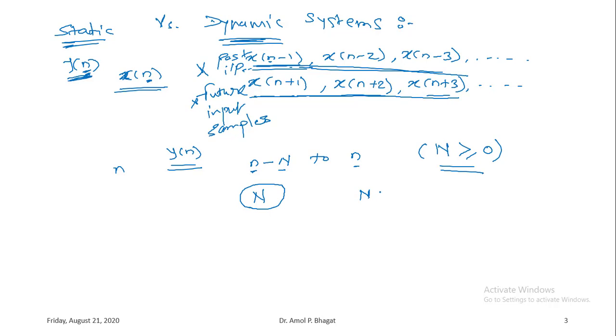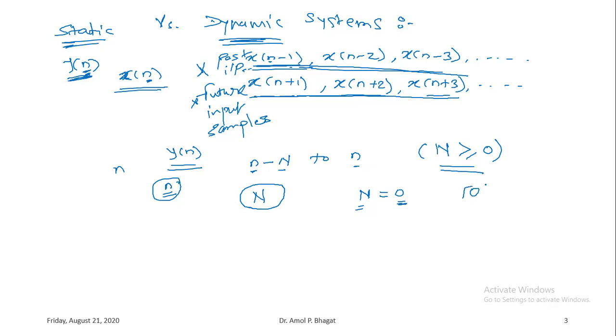Just for example, as this condition specifies, capital N is greater than or equal to 0, and if I take capital N equal to 0, then this duration will be simply small n. Okay, so it will be small n minus 0 to small n. That means the output depends on the current input sample applied at the instant small n only, and the value of capital N is equal to 0. Therefore the system has memory of duration 0. Okay.